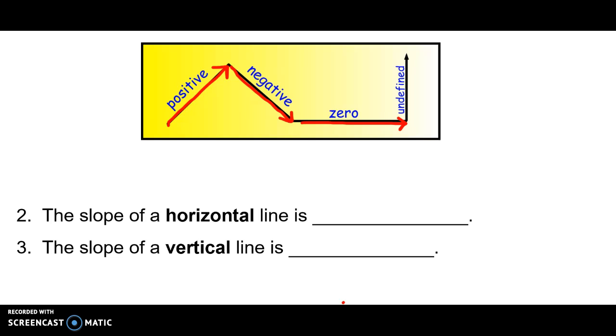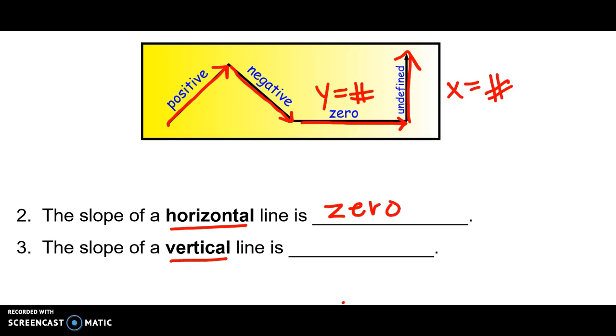A 0 slope is going to have an equation that looks like y equals a constant number. So maybe it's y equals 3 or y equals negative 7. If we have a vertical line, that's going to be an undefined slope. And the equation of a line that has an undefined slope is going to be x equals some constant number. So maybe it's x equals 5 or x equals negative 8 or something like that. That'll give you an undefined slope. All right, the slope of a horizontal line, these should be so easy now, is 0. The slope of a vertical line is undefined.